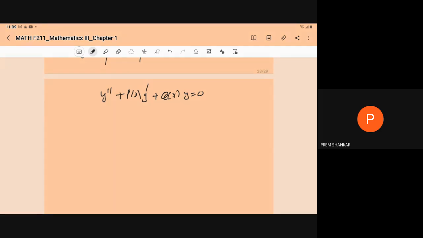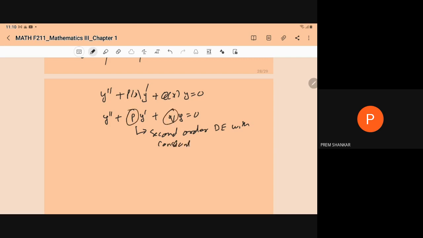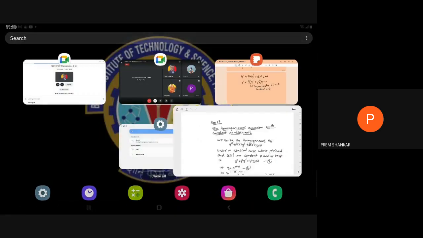Now as a special case, if p(x) is only a constant p and q(x) is only a constant q, our equation will become y double dash plus p y dash plus q y is equal to 0. So this is a second order differential equation with constant coefficients, because here p and q are constant, right? So in this section we solve this type of equation.